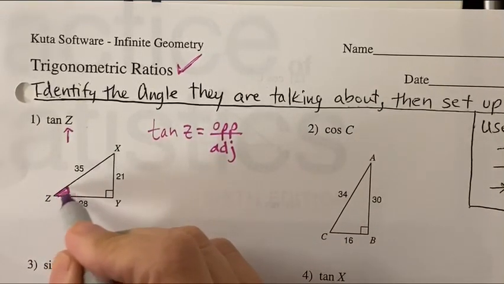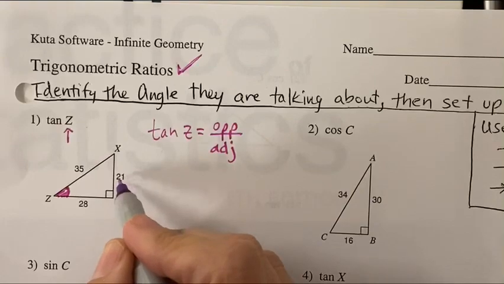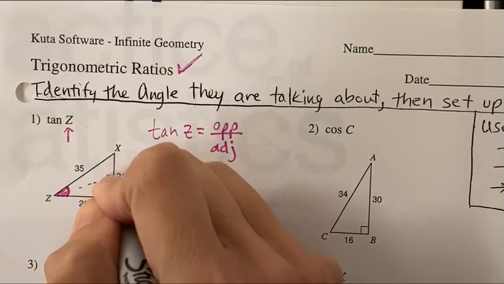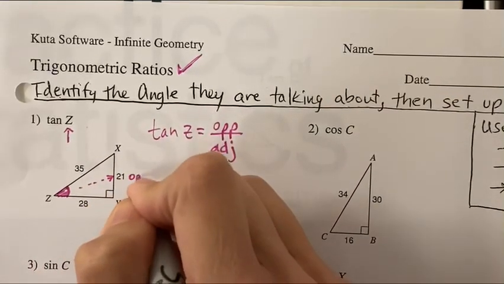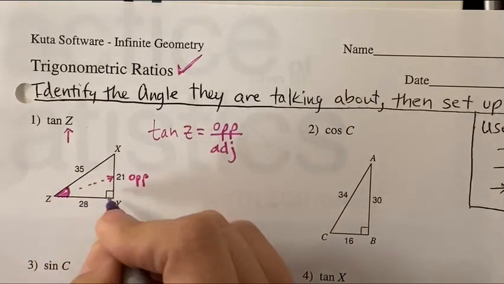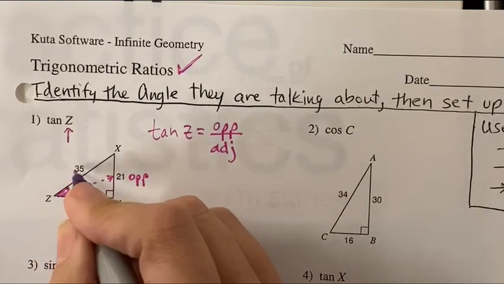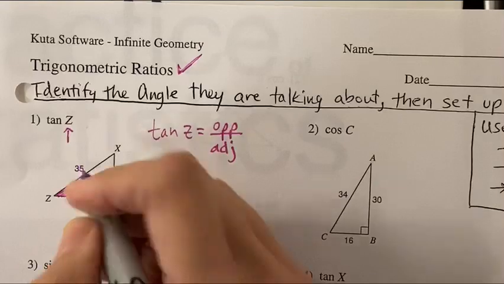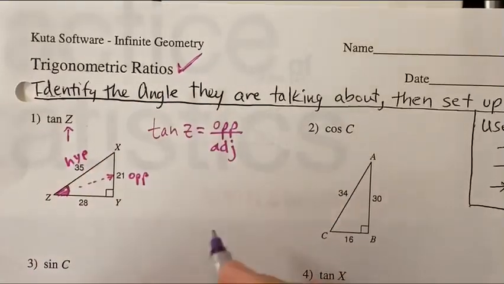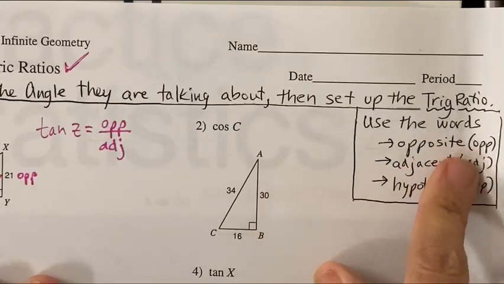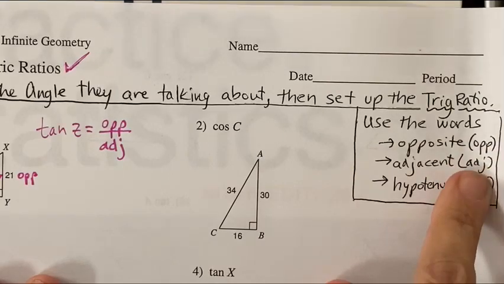So when we look at our reference angle z, it's 21. So I'm going to label this side. If I go opposite the angle z, I'm going to label that opposite. I'm going to look at what's opposite the right angle. That's got to be my hypotenuse. The longest side is my hypotenuse. And so the directions also say use these words: opposite, hypotenuse, and adjacent.